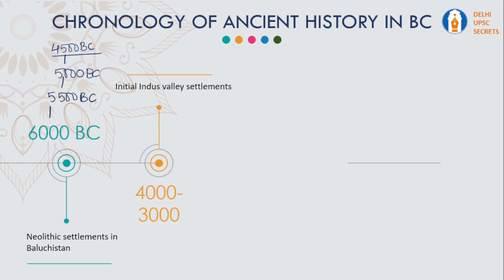Okay, then 4000 to 3000 BC is called the pre-Harappan period, or you can say the initial Indus Valley settlements period. Remember, between 4000 to 3000 BC, there was emergence of early villages as well in the Indus Valley region. So that's the reason historians call this phase the pre-Harappan phase, where smaller settlements started emerging in and around the Indus Valley, which is characterized by early urban planning.